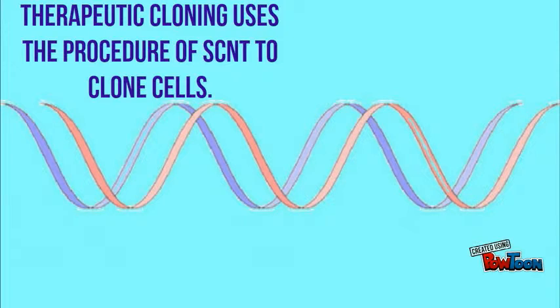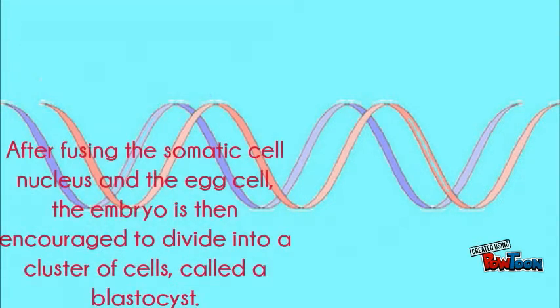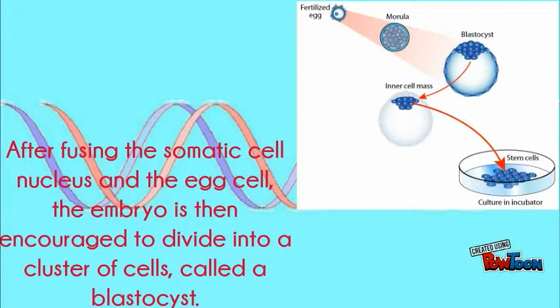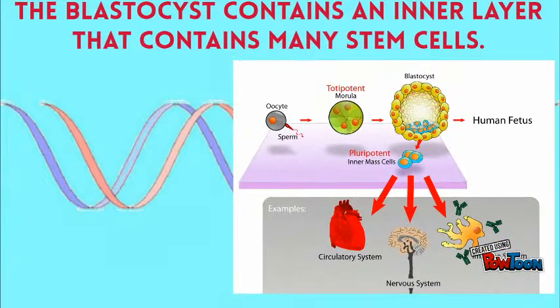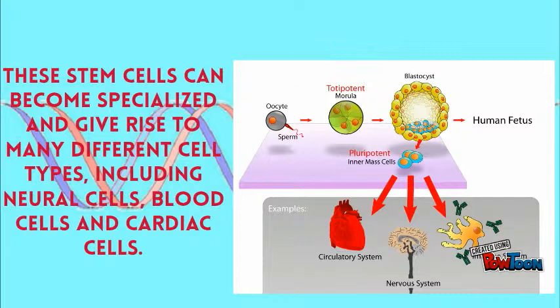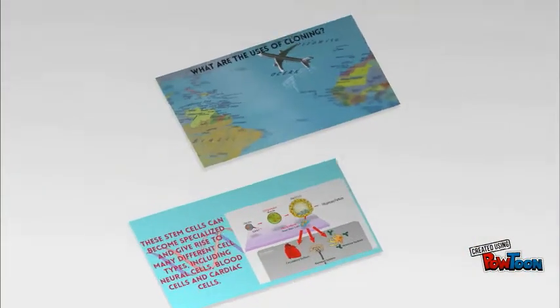Therapeutic cloning uses the procedure of SCNT to clone cells. After fusing the somatic cell nucleus and the egg cell, the embryo is then encouraged to divide into a cluster of cells called a blastocyst. The blastocyst contains an inner layer that contains many stem cells. These stem cells can become specialized and give rise to many different cell types, including neural, blood, and cardiac cells.